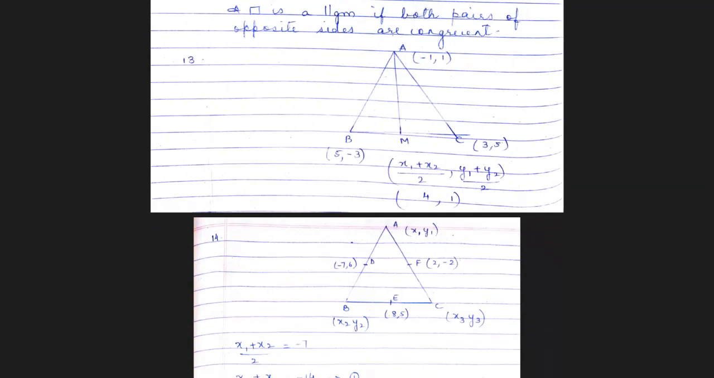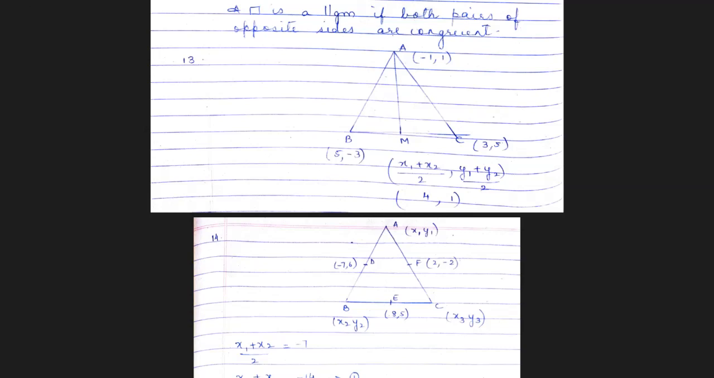Okay. Now question number 13. Find the lengths of the median of a triangle whose vertices are A, B, and C. What is given? -1, 1, 5, -3, 3, 5. So these are the vertices of a triangle. You have to find the length of the median. Now what is a median? It is a line segment which joins the vertex of a triangle to the midpoint of its opposite side.